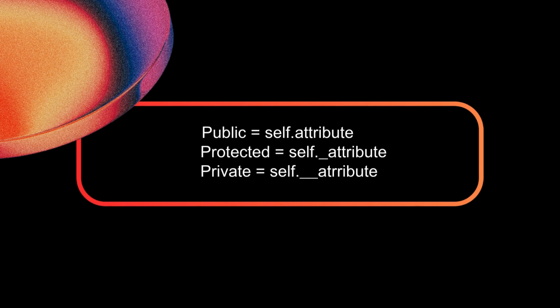Okay. For protected, a single underscore before the name, which means please treat this as protected. It should not be accessed directly outside the class. Private: double underscore to make it private. Python uses name mangling to prevent accidental access, but it is not directly accessible from outside the class.